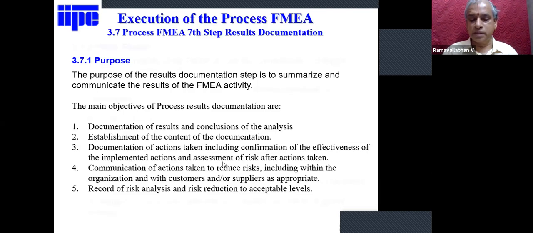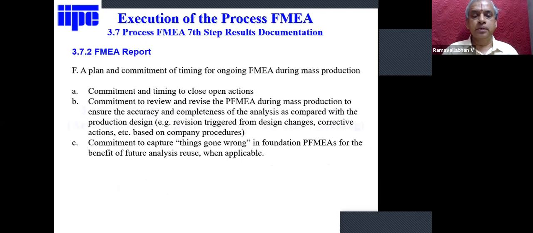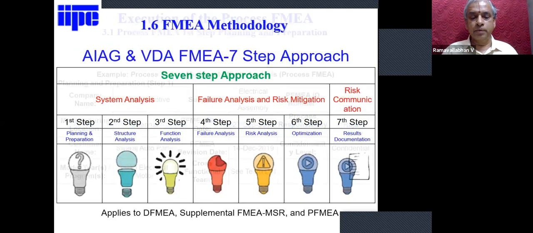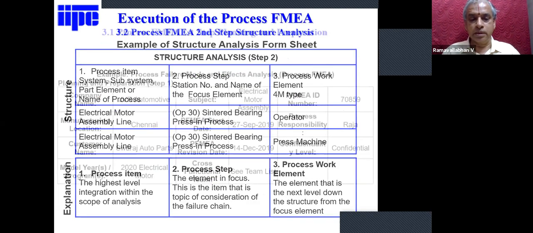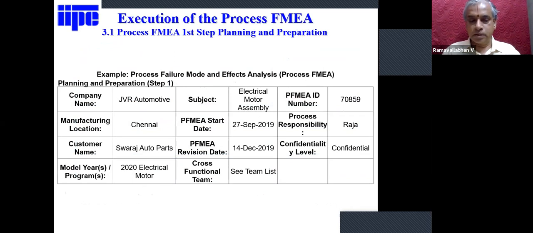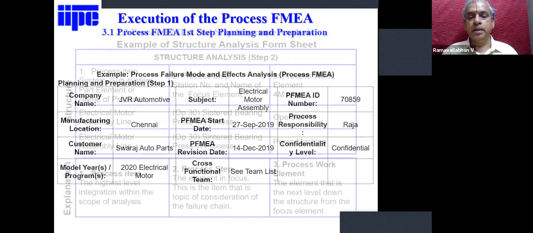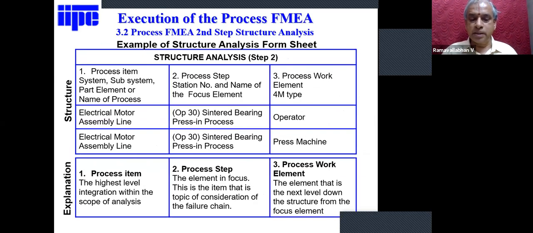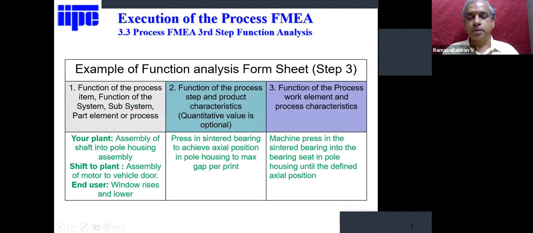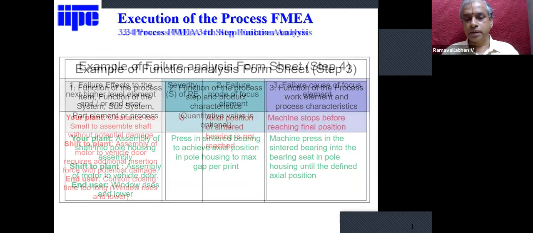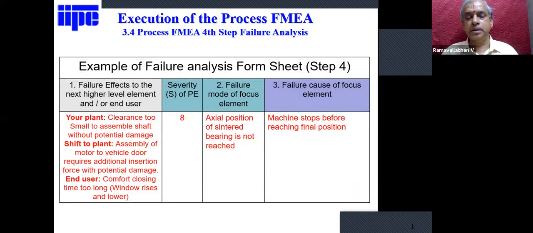With this, this 7-step approach is completed. Here I have just made the summary. This is the first thing we have seen, the process step 1, the numbering and other, that is the scope of the project. Then we saw the structure analysis: the process item, process element and process work element, and each process item has some function, process step has some function, process work element has function. The negative of process function is failure. This is where the failure, the severity, the failure mode and the failure cause come in.